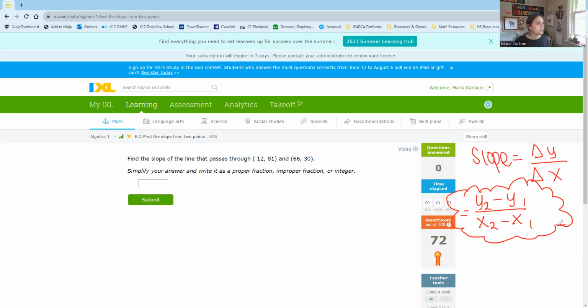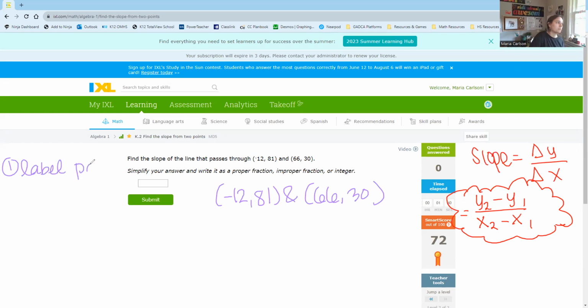All right, let's find the slope between the points -12, 81 and 66, 30. So my first step is always going to be to label my points. I'm going to label my points as x1, y1, because remember my points are always written x comma y. This is my first point, so I'm going to label it x1, y1. And then my second point, I will name it x2, comma y2.